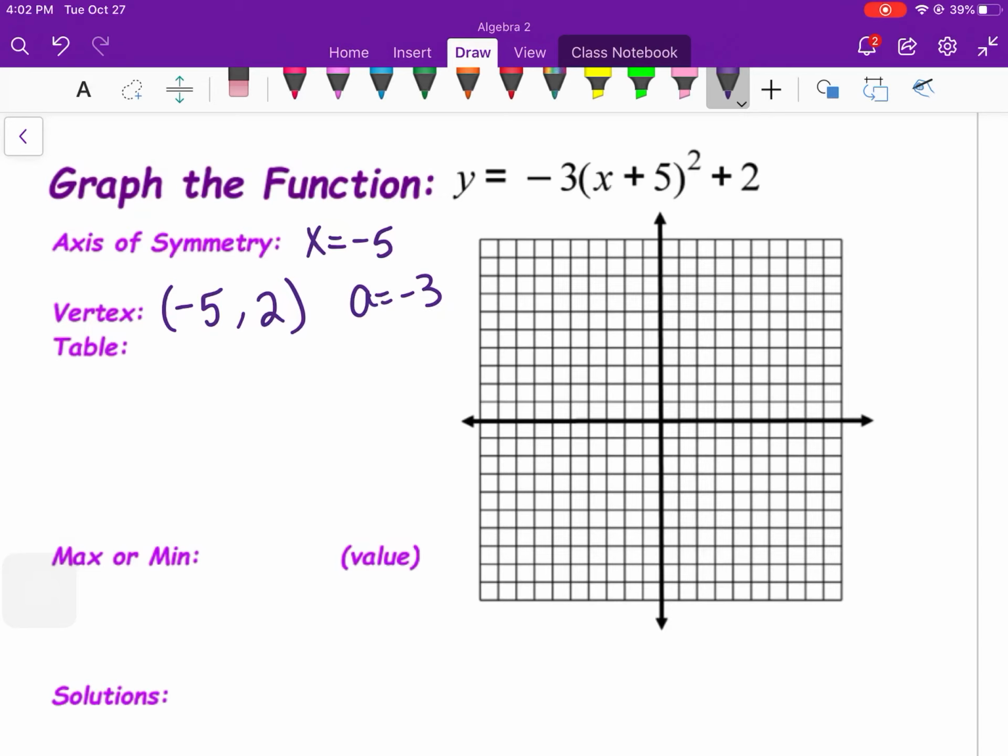My a value is -3. That means it's going to be a vertical stretch. It's going to be much more narrow than the parent function, and it's negative, so it's going to open down.